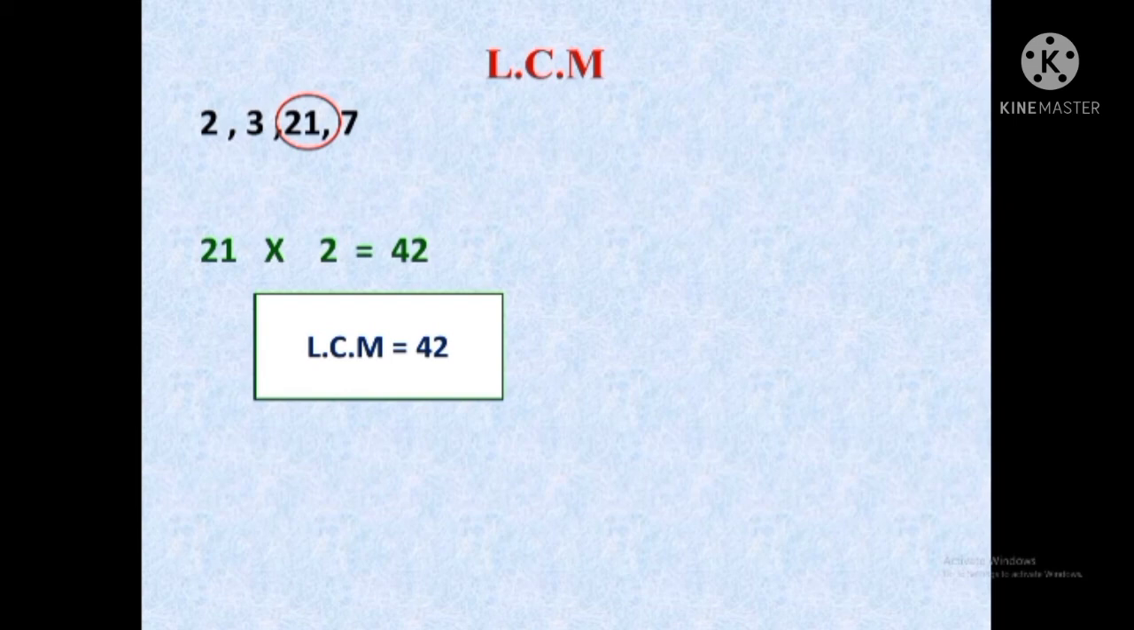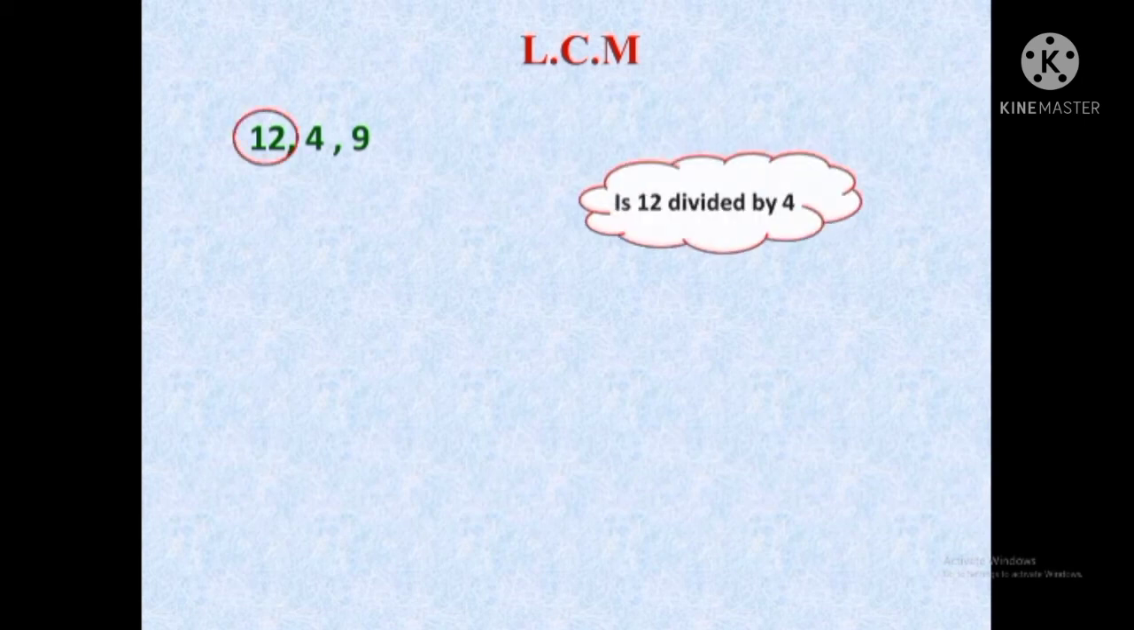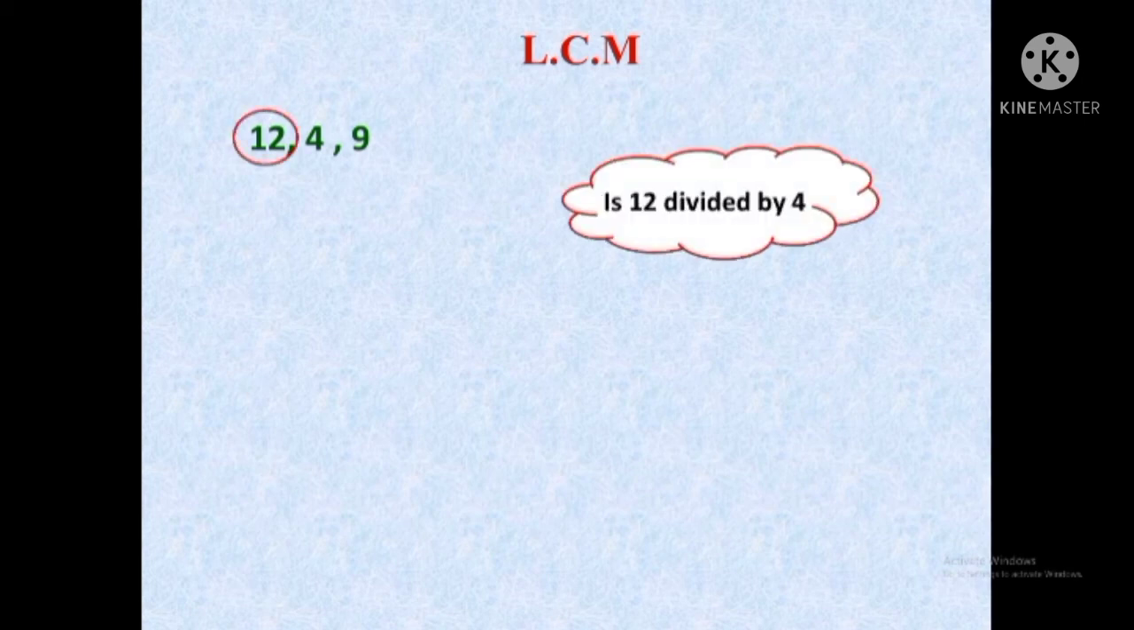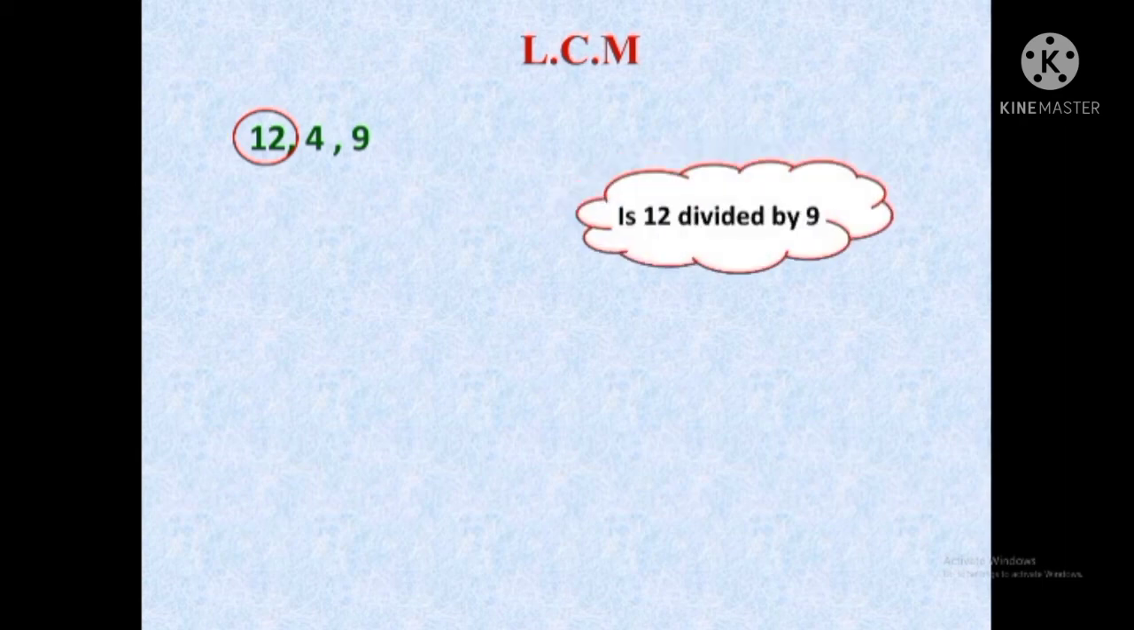Next, we are going to find the LCM for the numbers 12, 4 and 9. For that, first we are going to find the biggest number. The biggest number is 12. Next, we are going to find whether the number 12 is divided by 4. Yes. Next, we are going to check whether 12 is divided by 9. No, it is not divided by 9. So now we are going to find LCM for the numbers 12 and 9 only, because 12 is divided by 4. So we need not worry about 4.